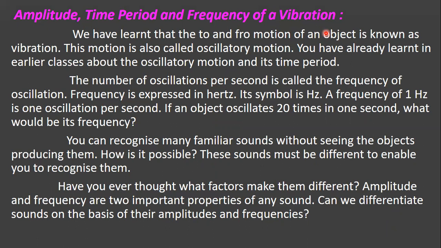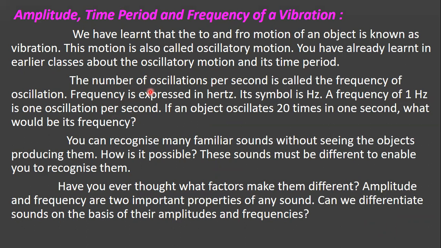Frequency of oscillation is the number of oscillations per second. The frequency is expressed in hertz. The unit of frequency is hertz. Its symbol is capital H and small z. A frequency of 1 hertz is 1 oscillation per second.